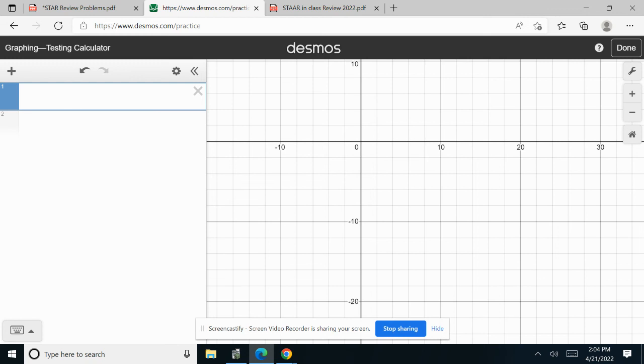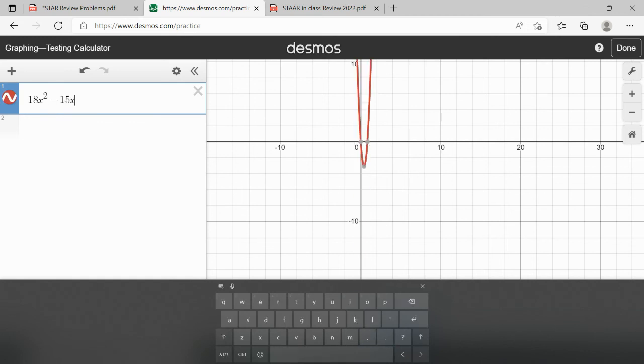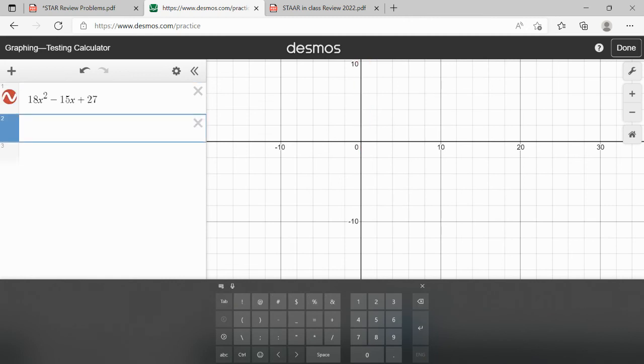Let's see. I know it starts with 18x squared, minus 15x, plus 27. All right, first answer choice has 3x minus 2. All right, let me see. I can't see this.